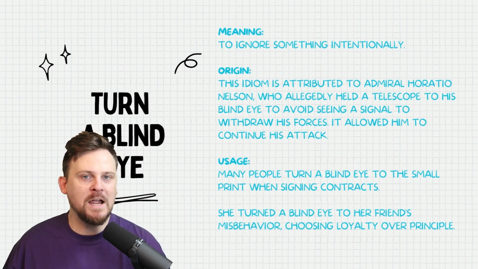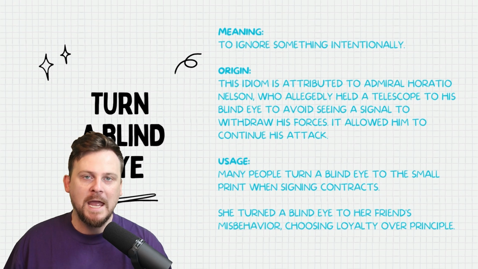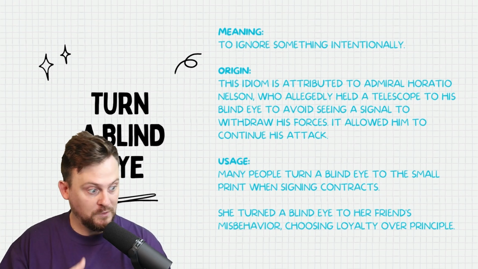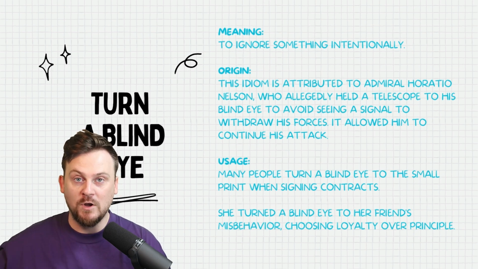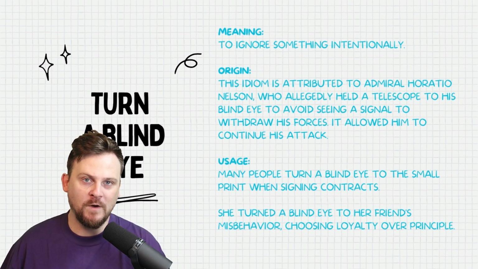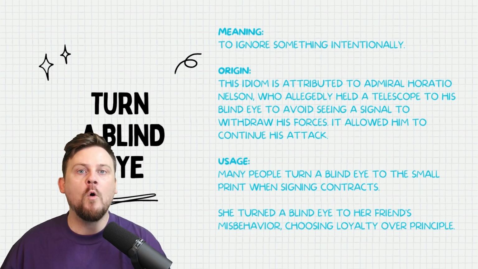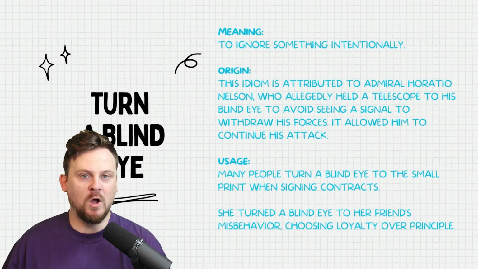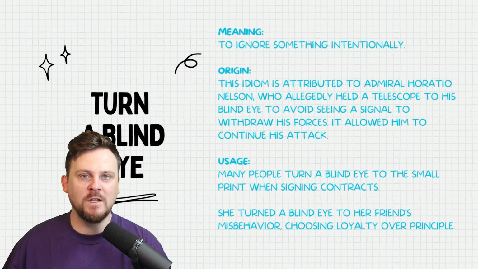She turned a blind eye to her friend's misbehavior, choosing loyalty over principle. So her friends are acting badly. Maybe they're doing something even illegal, and she's just pretending not to notice anything because she cares more about her friendships. She cares more about having her friends and them not being in any trouble or perhaps legal trouble rather than following the law or following some kind of principle that she has. No judgment on that, but that's just a common thing that you'll see.